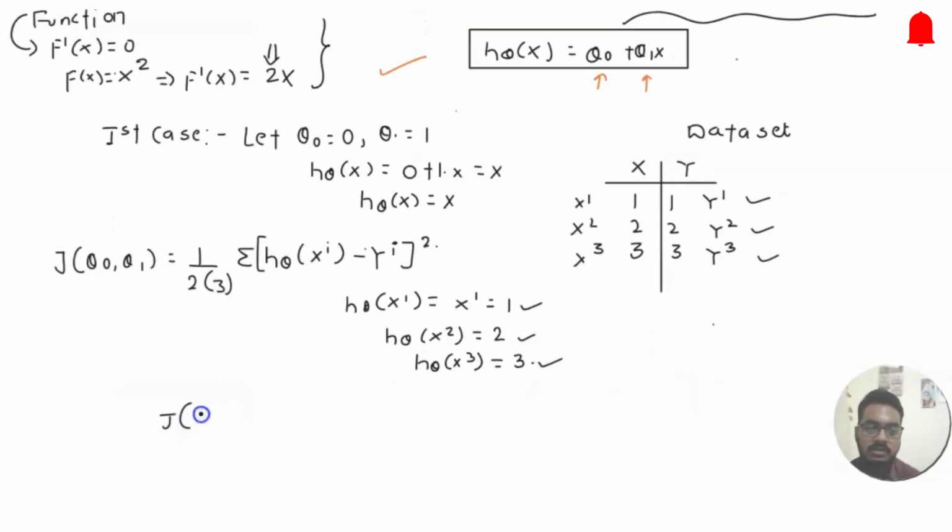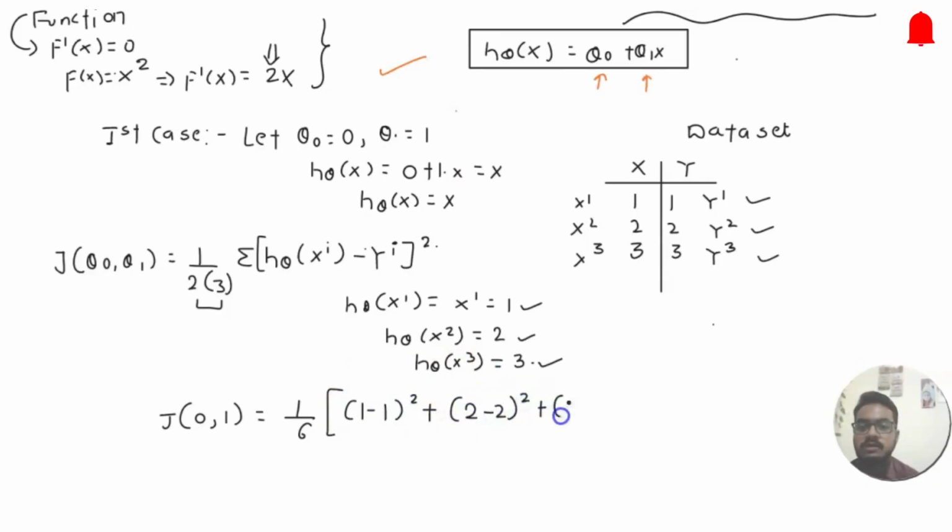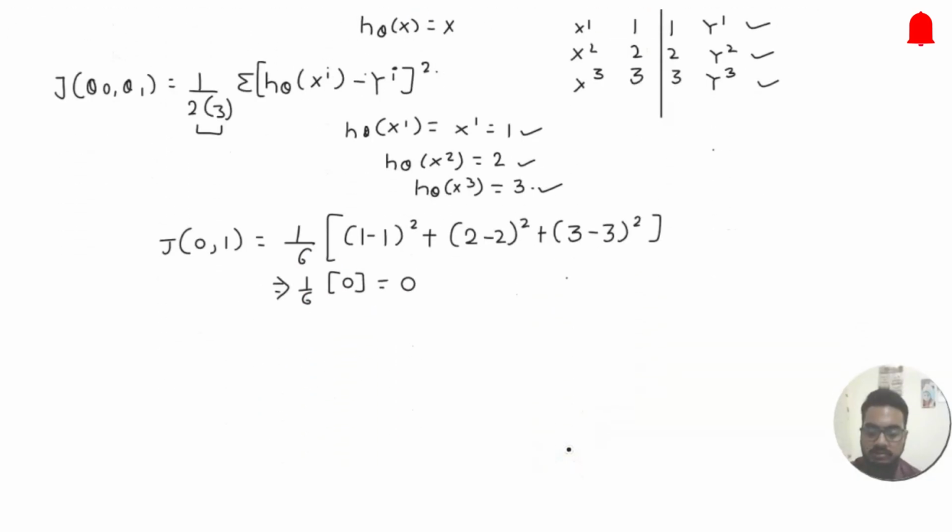So J of 0, 1, because we have taken theta naught as 0 and theta 1 as 1, will be 1 over 2 multiplied by 3, which is 6. And here h theta of x1 minus y1 gives 1 minus 1, squared. Then h theta of x2 is 2, y2 is 2, squared. Similarly, h theta of x3 is 3 and y3 is also 3, squared. This is nothing but 1 over 6 times 0. So, in this case, we are getting the value of the cost function as 0, correct? Now let us take the second case.